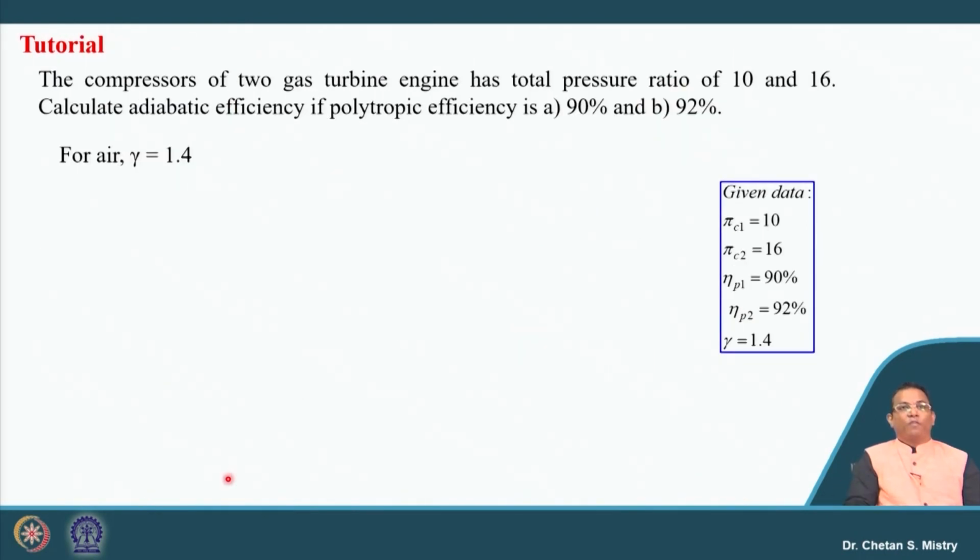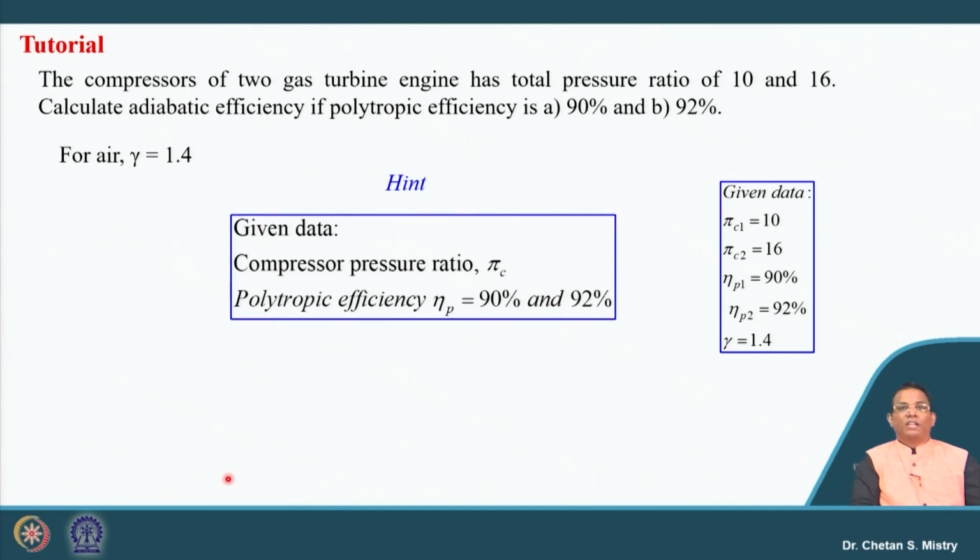Now, in order to understand the meaning of isentropic efficiency and polytropic efficiency, we will take one numerical. Okay. Take this numerical: the compressors of 2 gas turbine engines have pressure ratios of, say, 10 and 16. Calculate the adiabatic efficiency if the polytropic efficiencies are 90% and 92%. So, it says we are having two different pressure ratios, 10 and 16. Their polytropic efficiencies are 90% and 92%. So, let us get the hint for that.